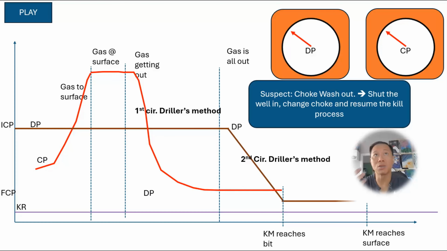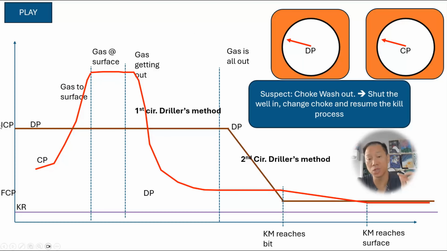You see your drill pipe pressure and casing pressure gauges slowly decreasing. What shall you do? Let's say you're in the first circulation of the driller's method. What is the first circulation? You use the same mud in the hole to circulate the influx out of the well.